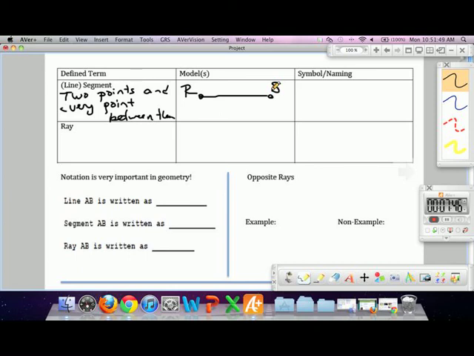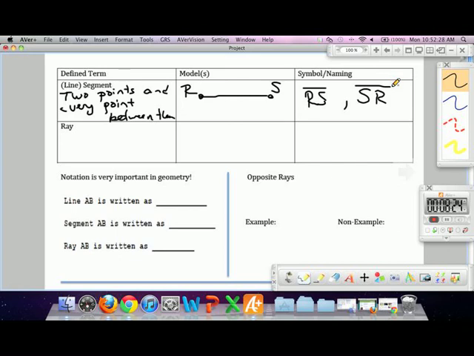We can name this as segment RS, or, more concisely, RS with a line segment drawn above it. That would tell us that's segment RS. Since we only need the two endpoints, what would be another name for this segment? You can also call it segment SR. As long as you use the two endpoints to name a segment, you're fine. It has to be the two endpoints.